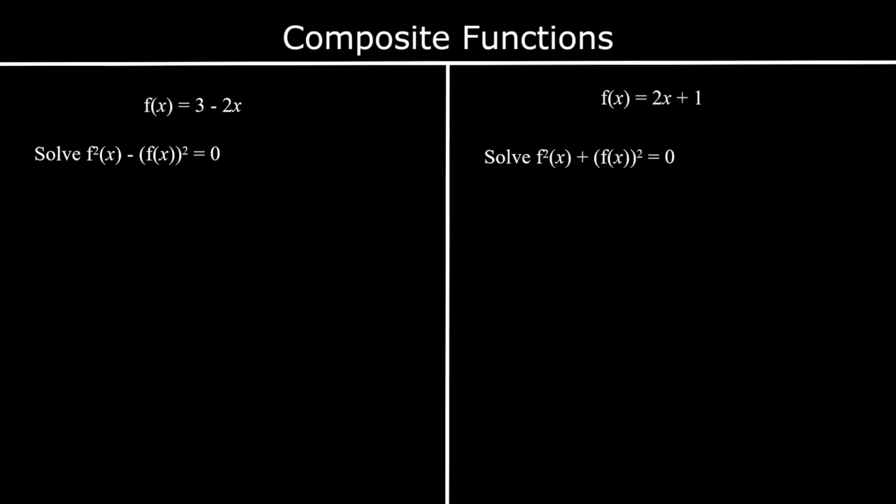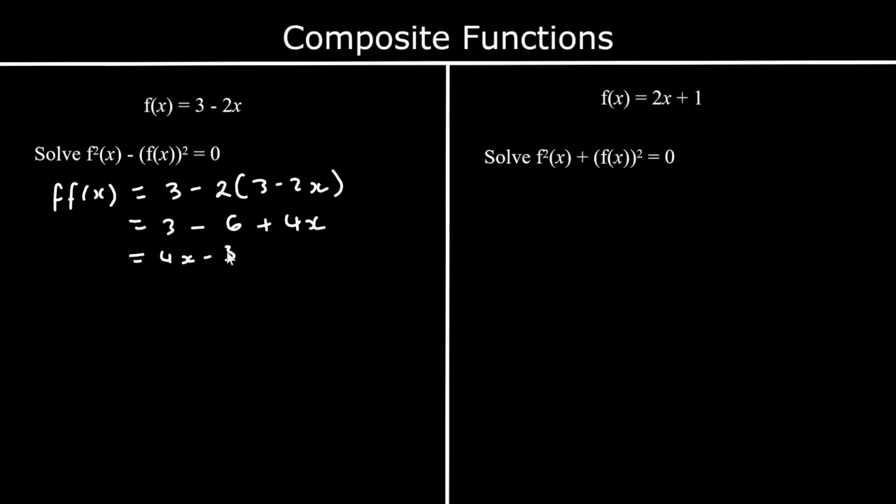Composite functions again, so f of x this time is 3 minus 2x. We want to solve f squared of x, so f of x minus f of x squared equals 0. So let's do f of x first, f squared x. So f into f is 3 minus 2 times 3 minus 2x, which is 3 minus 6 plus 4x, which is 4x take away 3.